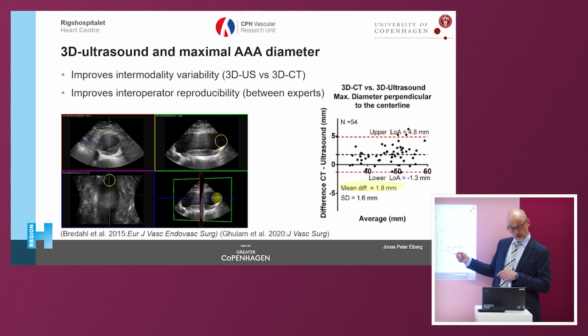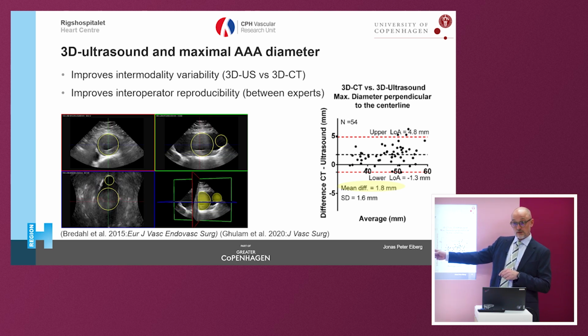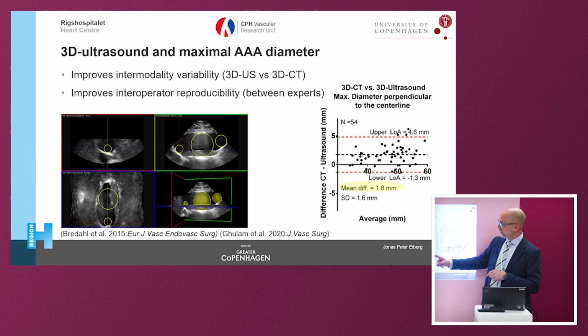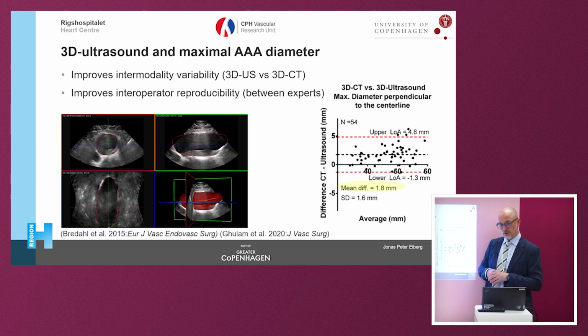Then we take that acquisition into, at that time, a prototype software, and you can see that it can more or less fully automatically reconstruct the volume of the aneurysm, and it can put in a center line, and you can decide what you want to do perpendicular to that center line. It could be the largest diameter in any direction, or the largest diameter in the AP plane or lateral plane, or whatever you decide. And now we have a mean difference compared to 3D CT angiograms of less than 2 millimeters.